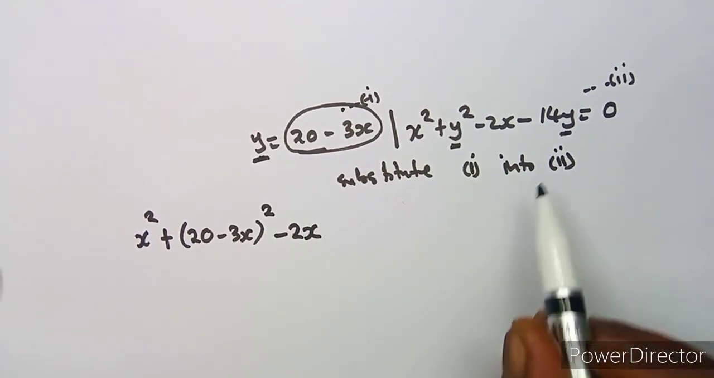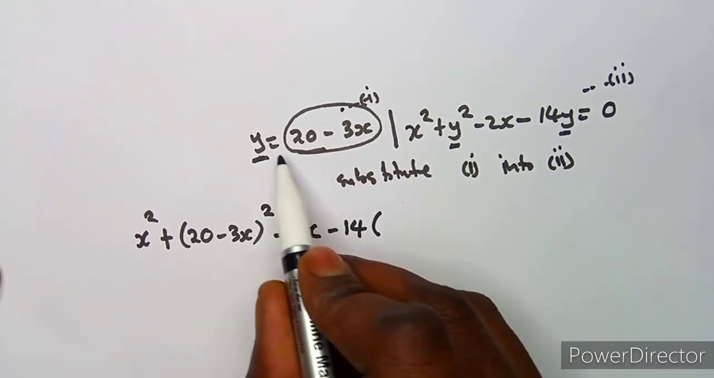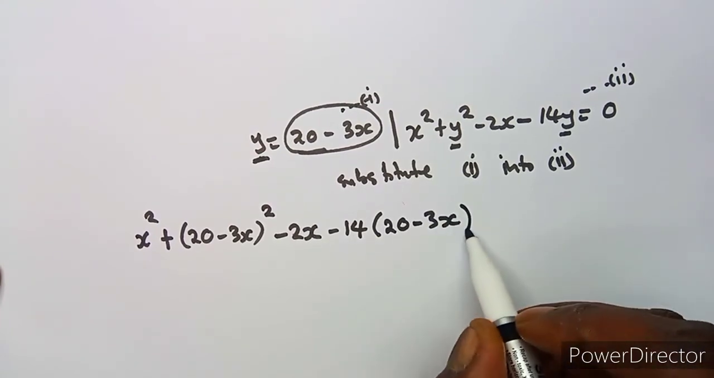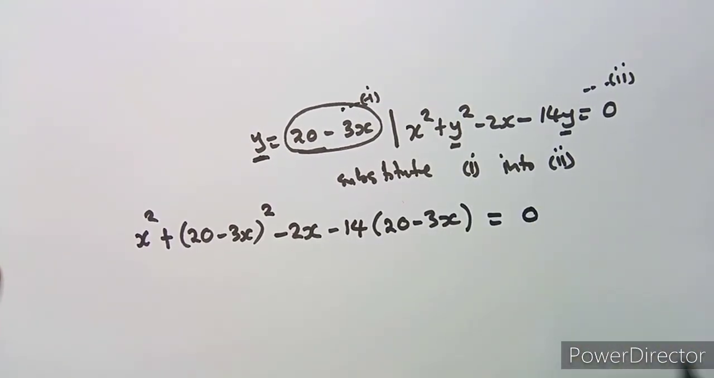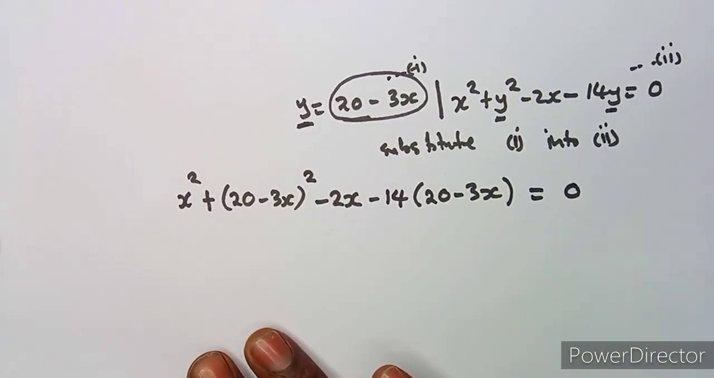Here we do not have y, but this is minus 14y, so it's minus 14, open bracket, you substitute your y here, which is 20 minus 3x, then everything you equate to 0. So just like that, guys, this is your equation now that you have to expand.